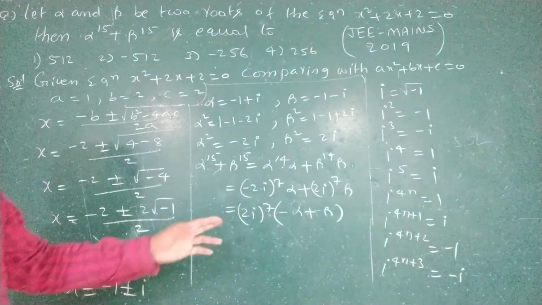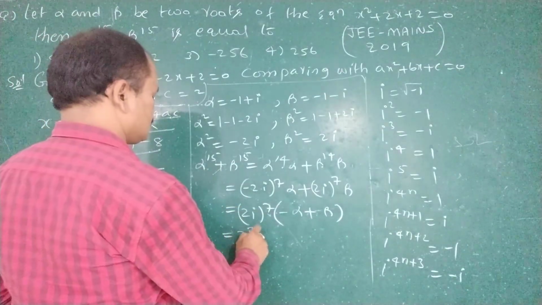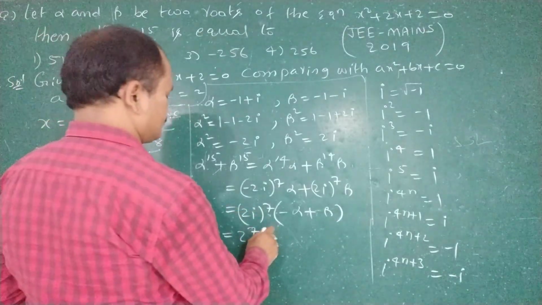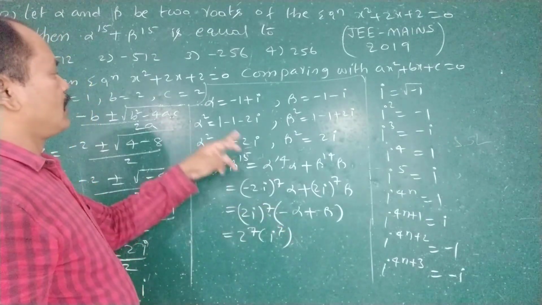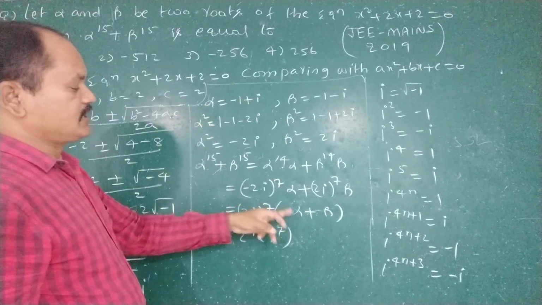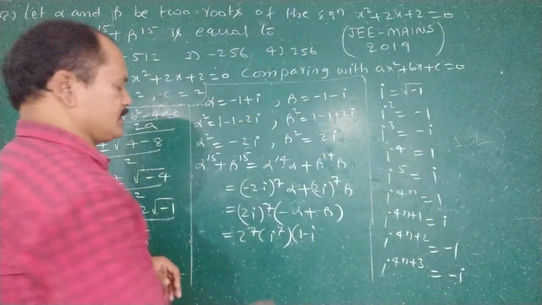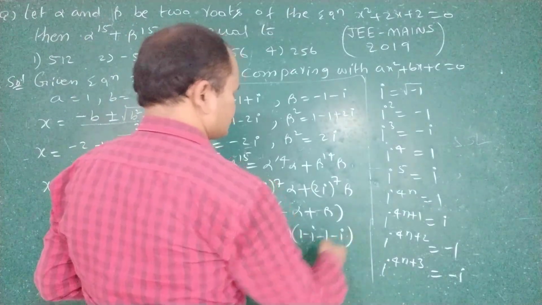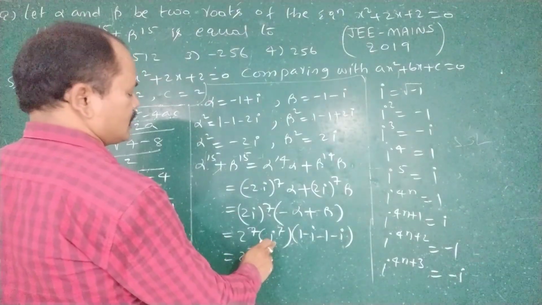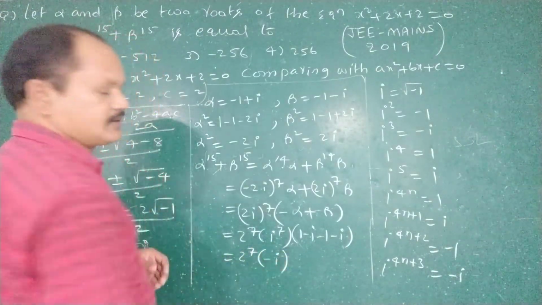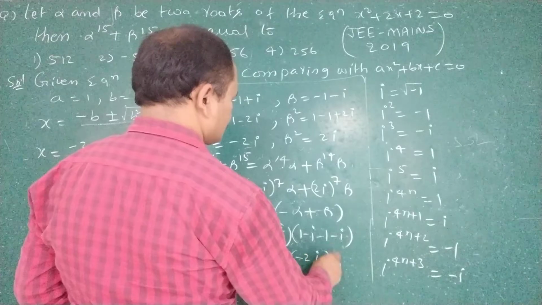Now from this, 2 power 7 into i power 7. Here alpha is minus 1 plus i, so minus alpha is nothing but 1 minus i. Beta is minus 1 minus i. So it is 2 power 7 into i power 7, which is minus i. Here the 1 gets cancelled, and it is minus 2i.